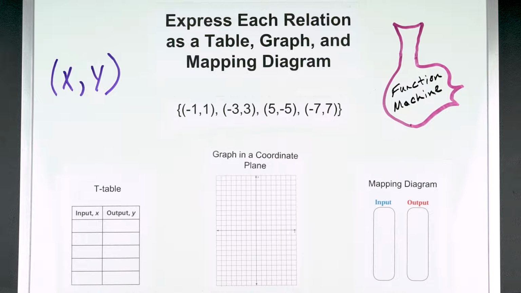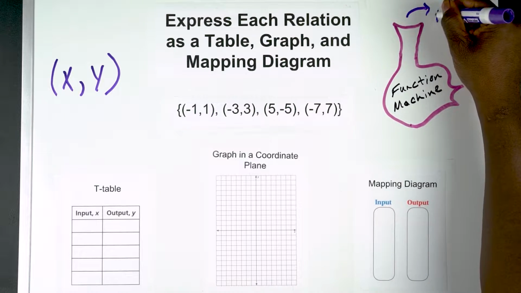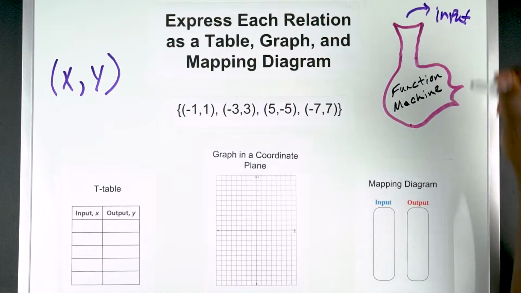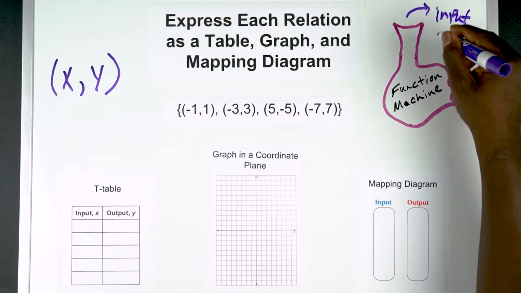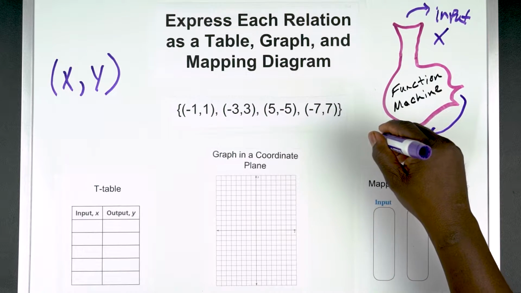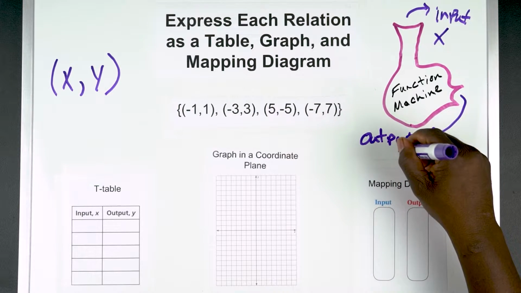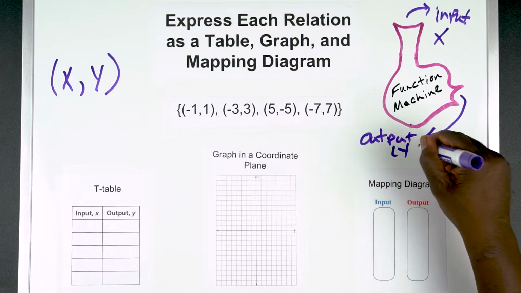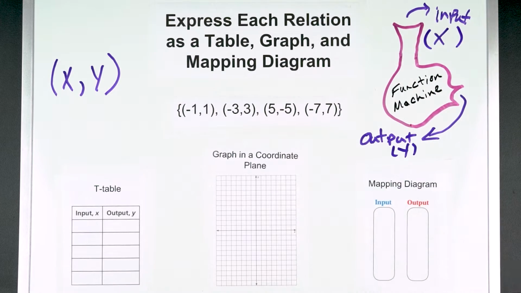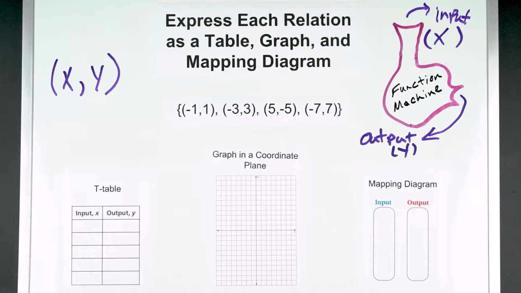Also, I'm going to come over here to this function machine and just acknowledge that since x is the input, that is what goes into the function machine. And that is our x value. And what comes out is the output, which refers to our y values, all right? That's just some good information to acknowledge and help to communicate the relationship between x and y, as we started to discuss earlier.